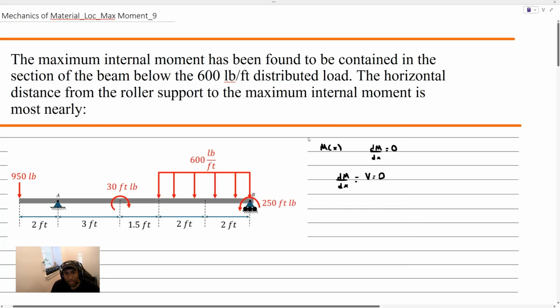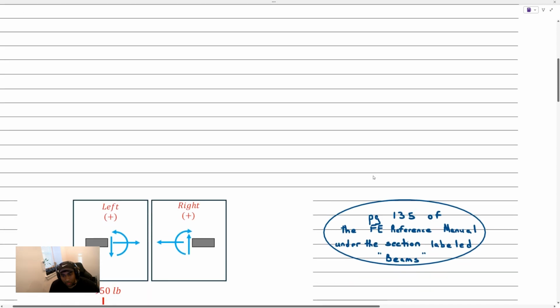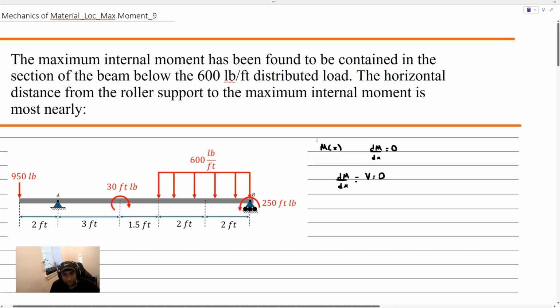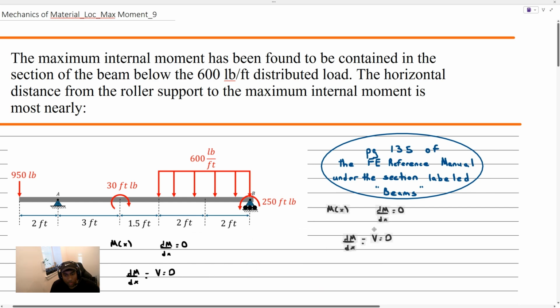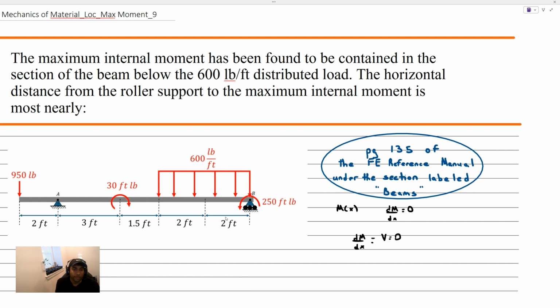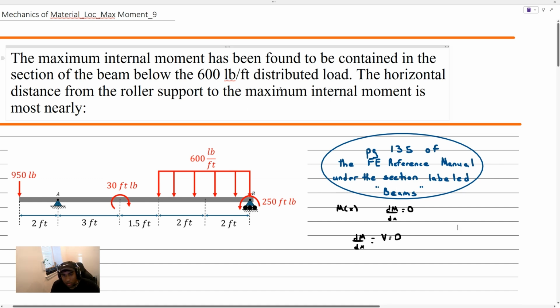Okay. Now that we have that information, I also have a little reference here for you guys. So what we're going to do essentially is construct a shear diagram. We're not going to do it for the entire beam, just for the section under the distributed load. Find where it crosses. Where it crosses is the maximum. That's where the derivative of the moment, or the shear, is going to be equal to 0. That's going to correspond to our location that we're looking for. So let's get right into it.